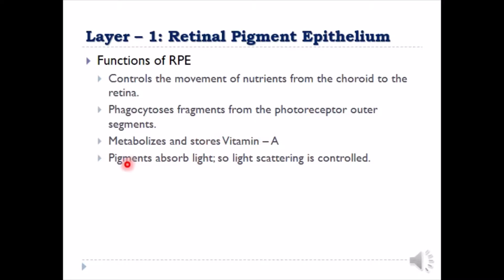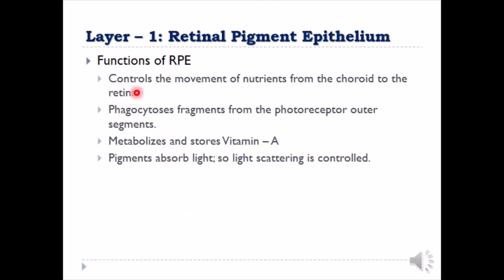And the last one: there are pigments in the retinal pigment epithelium. Those are your lipofuscin and melanin pigments. Those pigments absorb light. So even if we have so much light coming inside the eye, we will not have so much disturbance. The scattered light, the light rays that are not perfectly focused, is absorbed by the melanin and lipofuscin pigments, so that our vision will be much more comfortable.